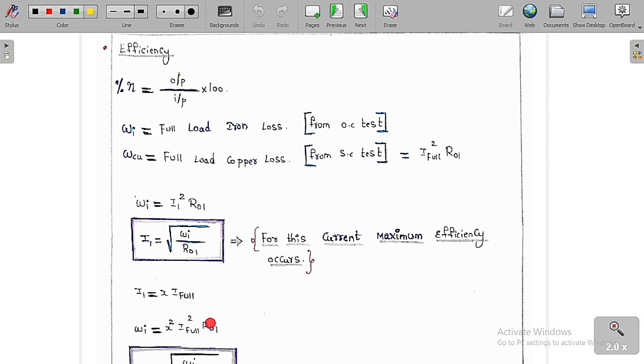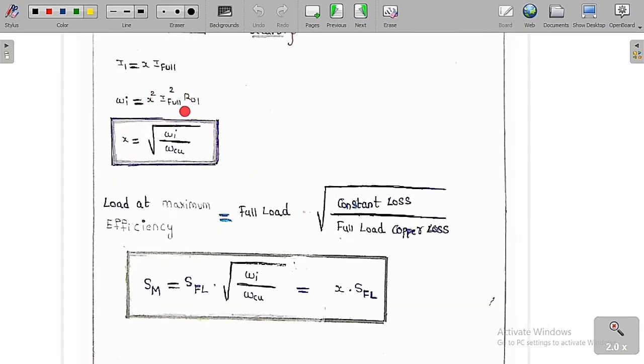I1 full load whole square into R01 is called the full load copper loss. So this is called the full load copper loss. Therefore X is equal to under root of iron loss by copper loss at full load.